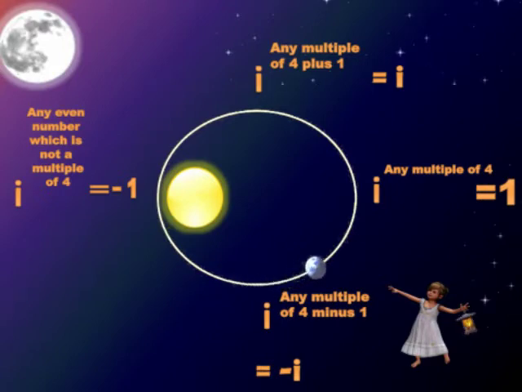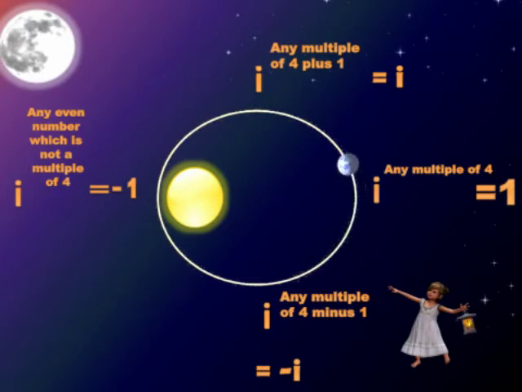This will be equal to minus 1, that is, it is pointing in the opposite direction from the starting point. i raised to 0 is the starting point, that is 1. i raised to 0 equals 1 means the starting point. i raised to minus 1, i raised to any multiple of 4, any even number which is not a multiple of 4, equals minus 1, which simply means pointing in the opposite direction from the starting point. The magnitude is the same, that is what 1 denotes.